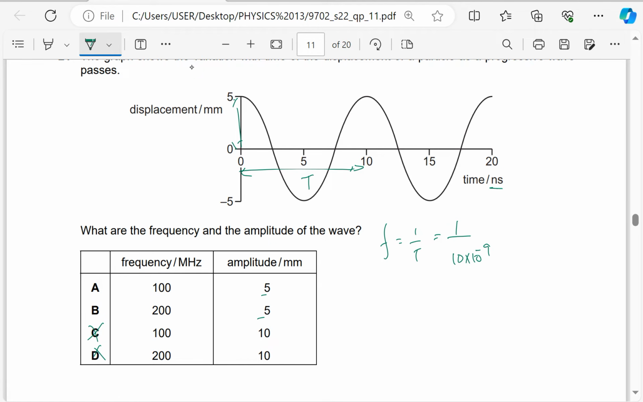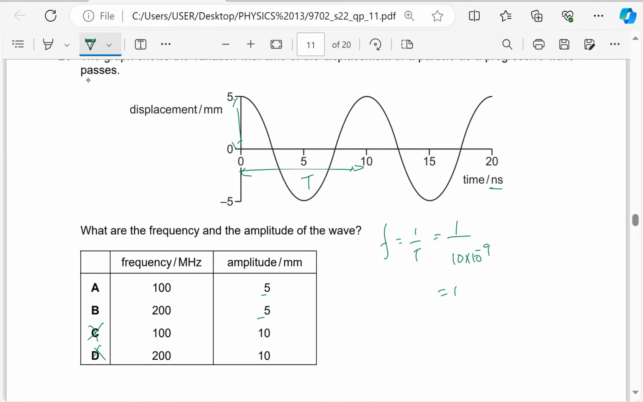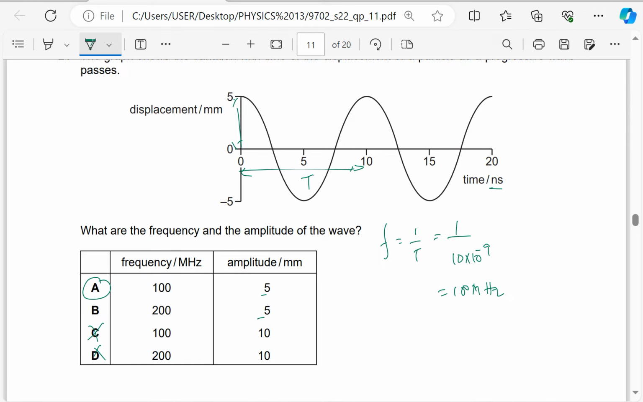-9 because it is nanoseconds. So I have 1 divided by 10 exponent -9. So these are 1, 3, 6. That is 100. So this is 100 megahertz. So the answer is A, 100 megahertz. Yes, it is 100 megahertz. So the answer is A.